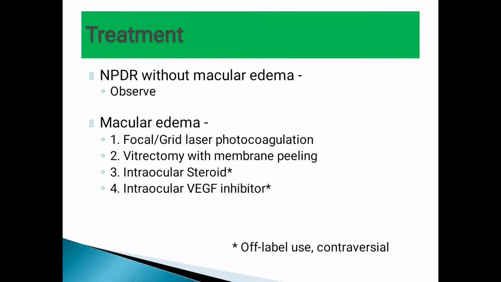That is without macular edema. If macular edema is present, then we can do laser in the macular area, or we can give an injection of steroid or VEGF inhibitor inside the eye, and this injection will reduce the amount of leakage from the blood vessels in the macular area, thereby improving the vision. And if this fails, we can do vitrectomy and peel the membrane or epiretinal membrane that is formed. So this is how you treat macular edema.